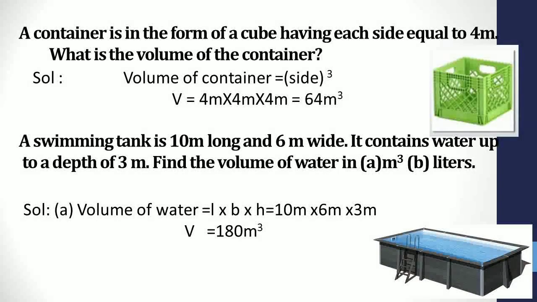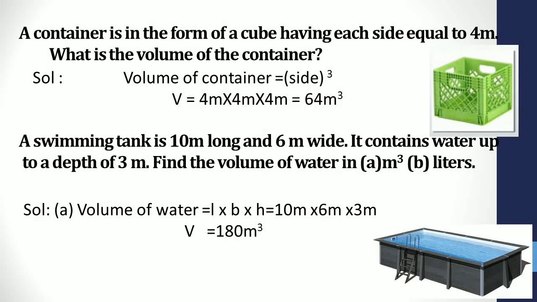The solution will be: first we will find the volume of the water. Here we have to see that water takes the shape of the container in which it is poured. Clear? So if the swimming tank is rectangular, we have to consider that when we find the volume of the water, it will also be in the rectangular form. To find the volume of water, we have to find the volume of that rectangular swimming tank.